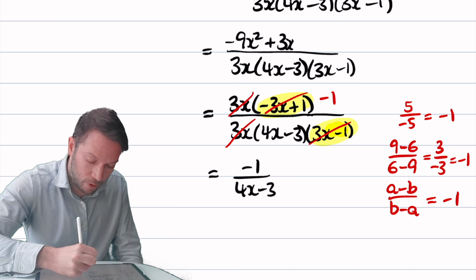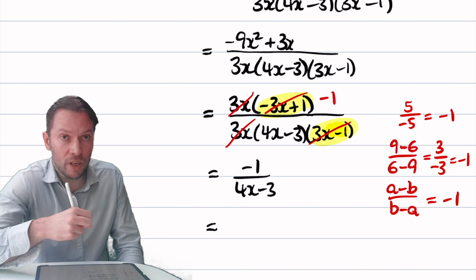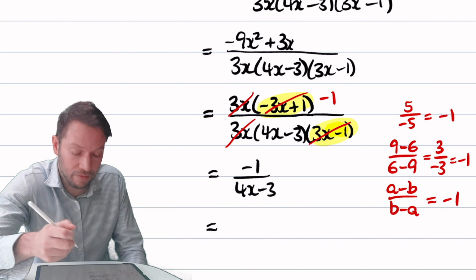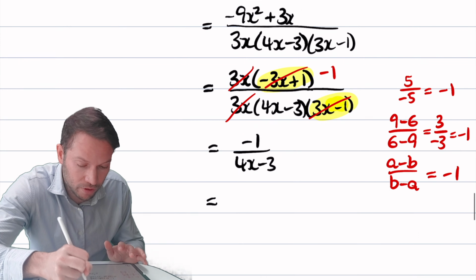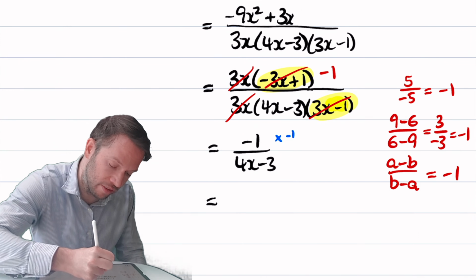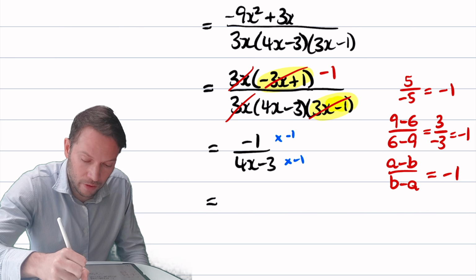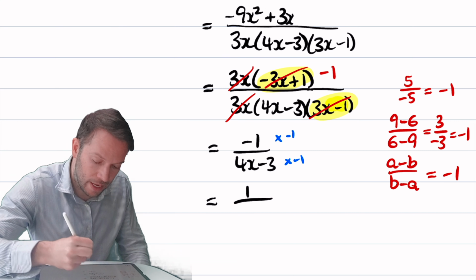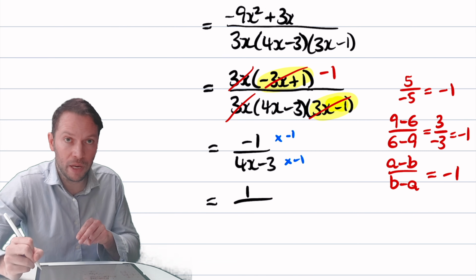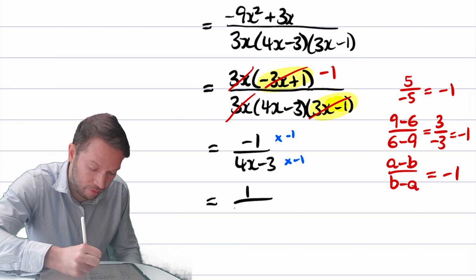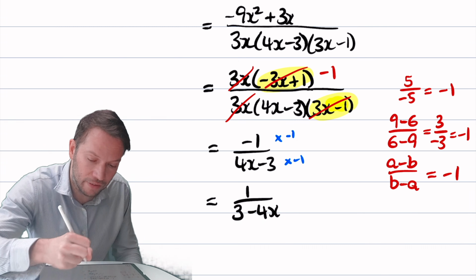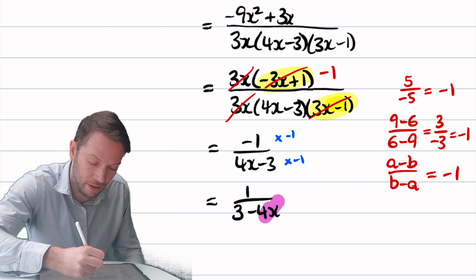And that's fine as a final answer, but you could tidy up even more. We generally try to make sure we have as few negative symbols as possible. So I can multiply top and bottom of this fraction by minus 1. Then the numerator is going to just become 1. And then the 4x minus 3, when you times it by minus 1, it just swaps the numbers. So you're going to get 3 minus 4x. And that is a really nice, tidy answer that we've got there.